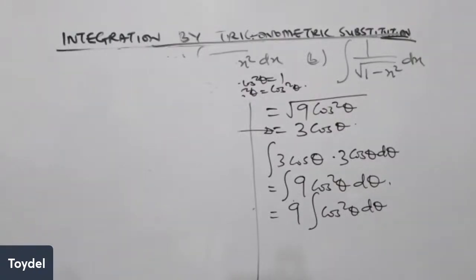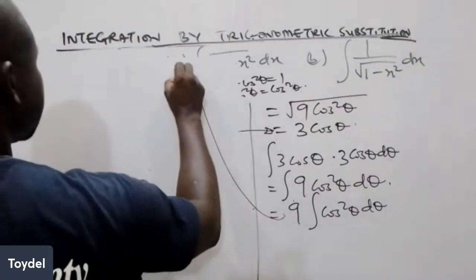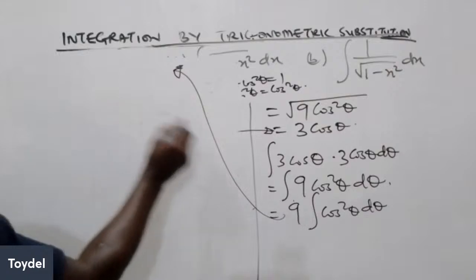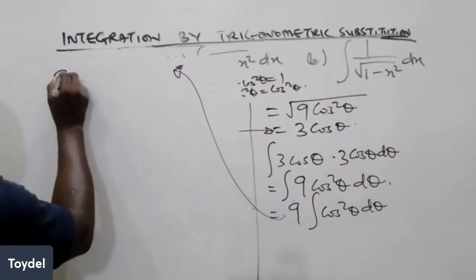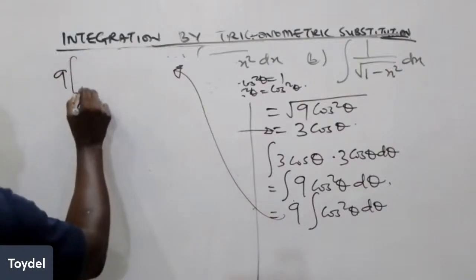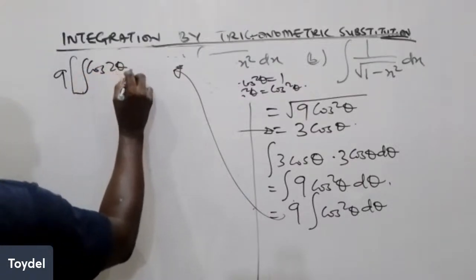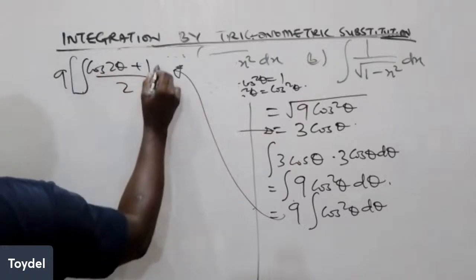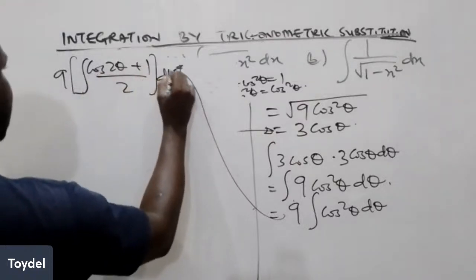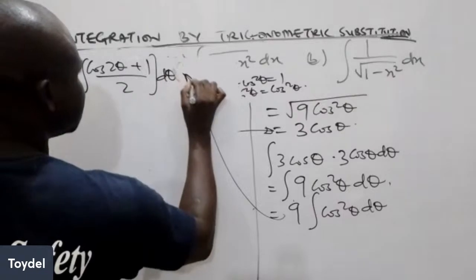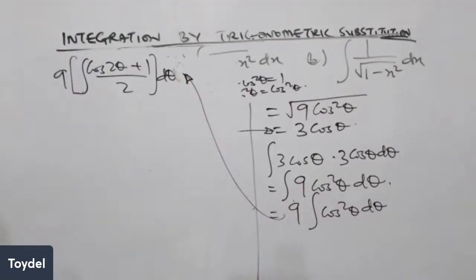I will recall the fundamental identity and try to rewrite this. How do I rewrite it? From my knowledge of trig, I can write it with 9 outside, 9 times the integral of (cos 2 theta plus 1) all over 2 d theta. So how do I do that? Of course, sine squared theta plus cos squared theta is equal to 1.